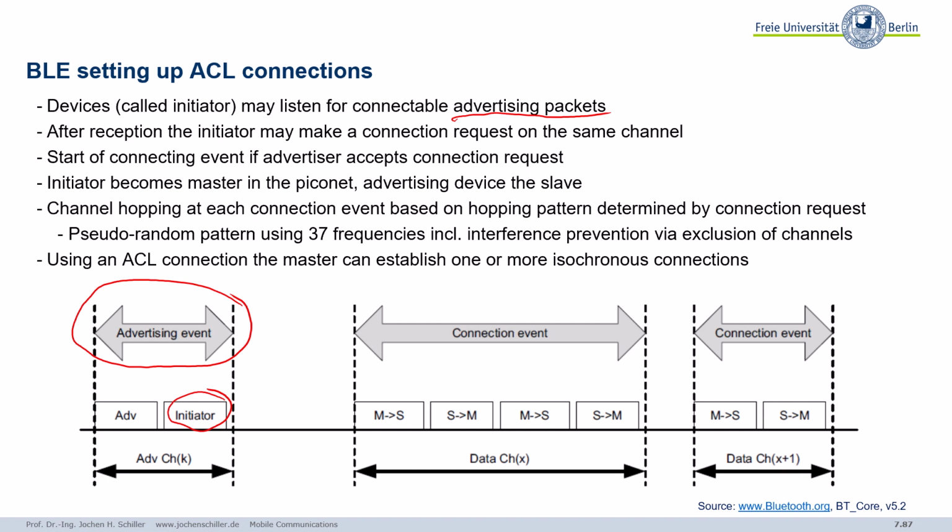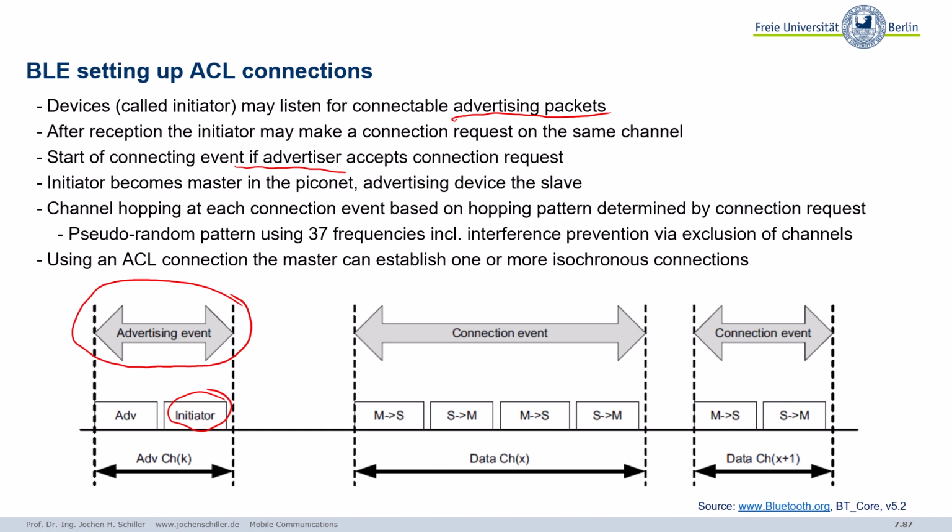If now the advertiser accepts the connection request, you don't have to, but if you accept the connection request, then the initiator becomes the master in the piconet and the advertiser the slave. So please remember, the advertiser sends an advertising packet saying, I want to set up a connection. And the initiator then says, okay, you can set up a connection, and then the initiator will become the master. And the original advertiser, the slave. And now we have again a master-slave setting.